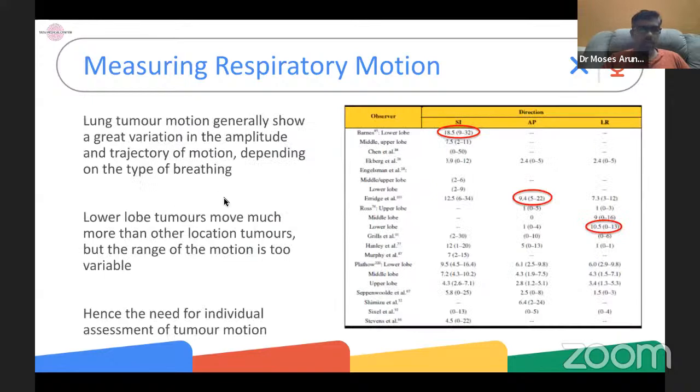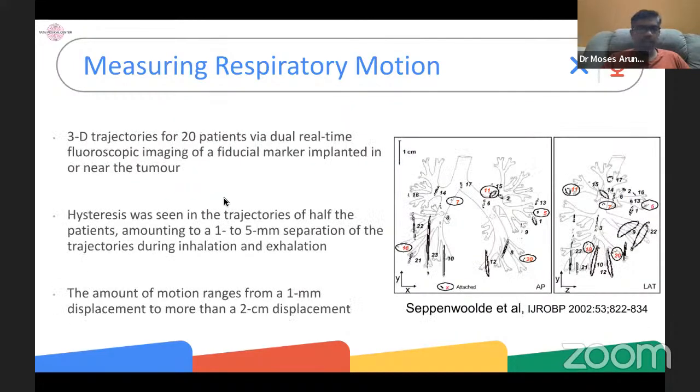But when it comes to the lung, you can see that there is quite a lot of variation in each of the axes, and there is no clear correlation with regards to either the position of the tumor or the size of the tumor. None of these could be clearly correlated to get an estimate of the respiratory motion. What this in fact shows us is that the respiratory motion needs to be individually measured and correlated for each and every single patient.